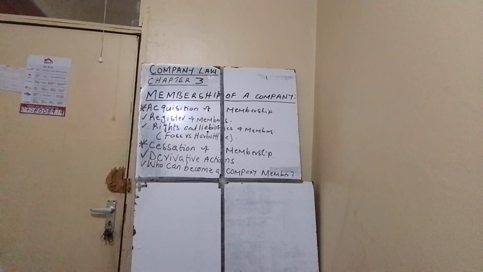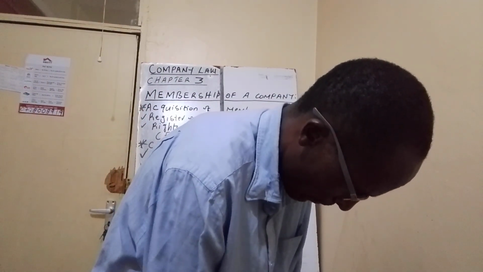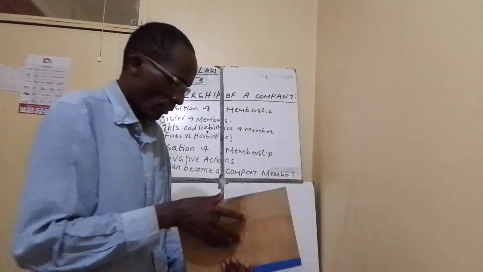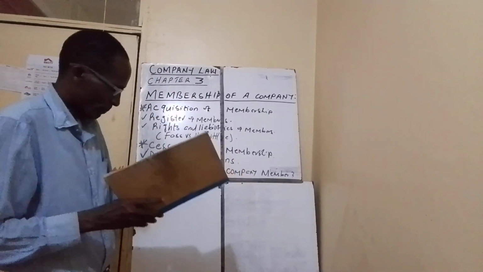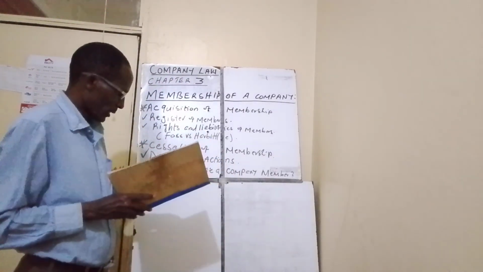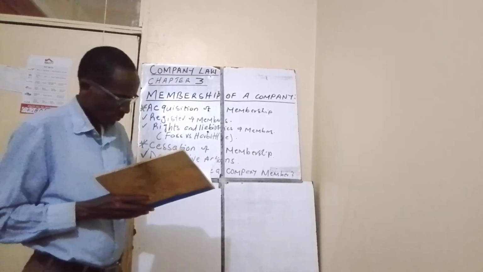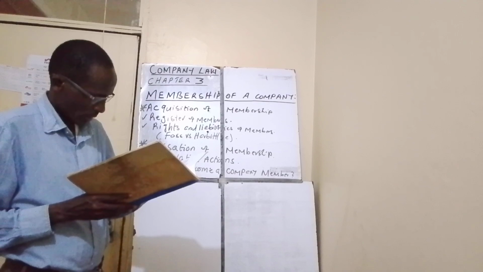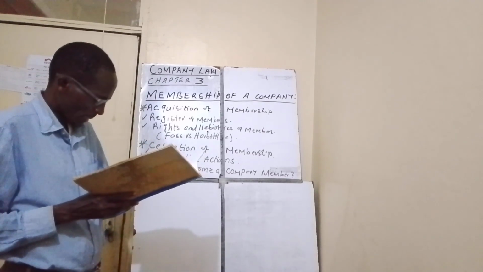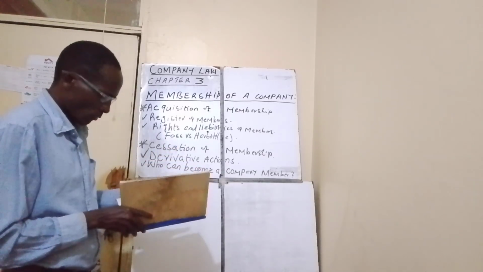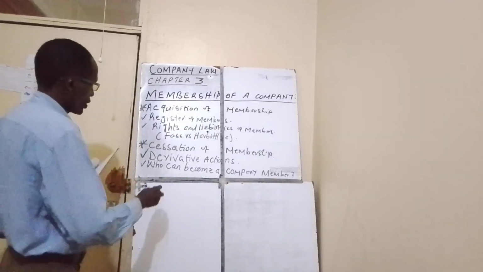So that is it about chapter 3 of company law. We have covered chapter 1, which was about nature and classification of companies. We've done formation of companies. Now we have done membership of a company. Next time, we move to chapter 4, and that will be shares.